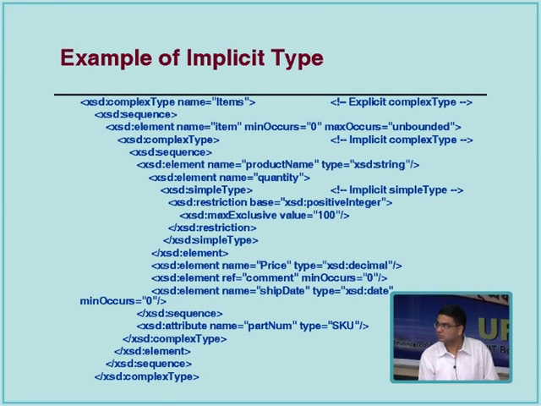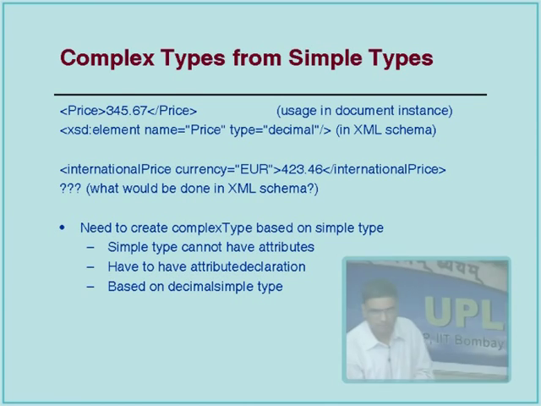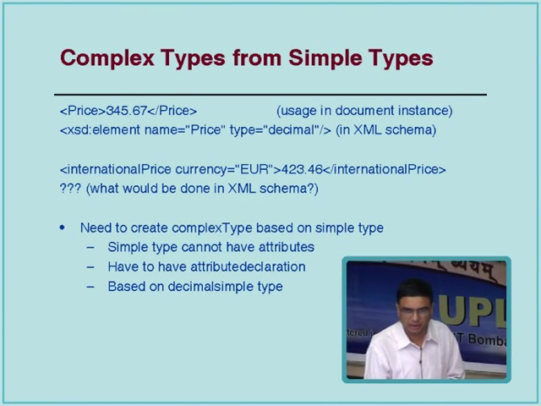But I can't reuse this. That's the problem. If I do it implicitly, I cannot reuse it. If I want to reuse it, I have to create it as an explicitly named type and then reuse it elsewhere. So complex types from simple types can be created in this way.